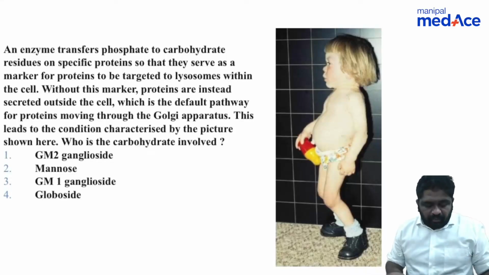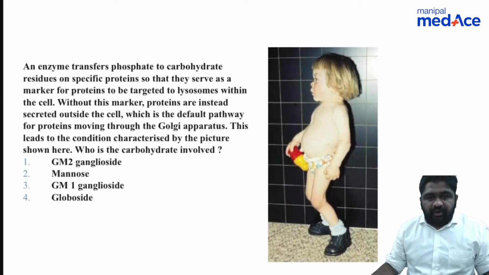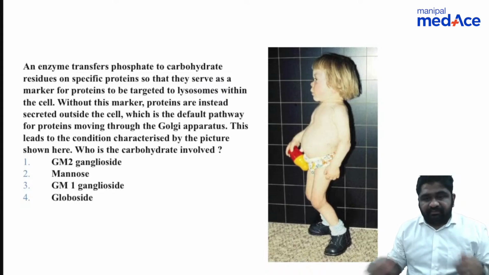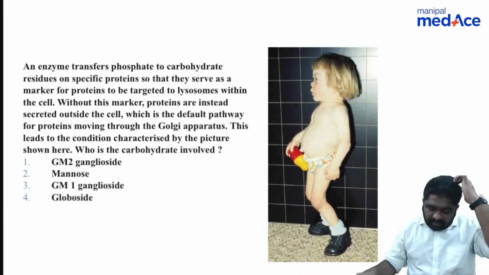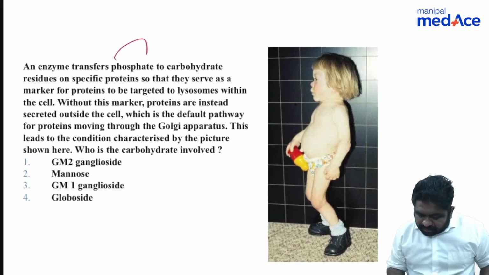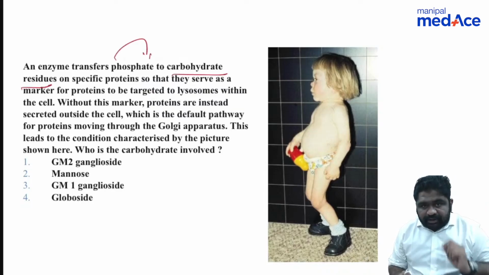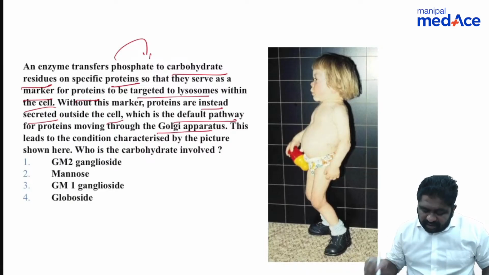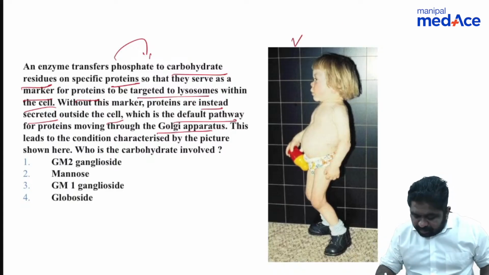Okay, before you go home, just have a look at this and tell me if you can find out what case this is. Very good, Zainab, Stardust, Prem Kumar, Sarvana Krishna, Abhishek, and Krishna Priya. See, an enzyme transfers phosphate to carbohydrate residues on specific proteins so that they serve as a marker for proteins to be targeted to the lysosomes within the cell. Without this marker, proteins are instead secreted outside the cell, which is the default pathway for proteins moving through the Golgi apparatus. This leads to the condition characterized by the picture given here.